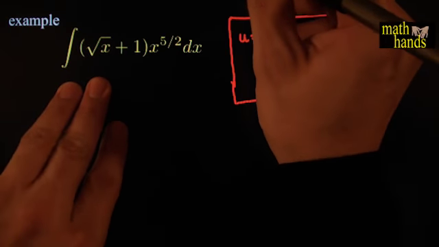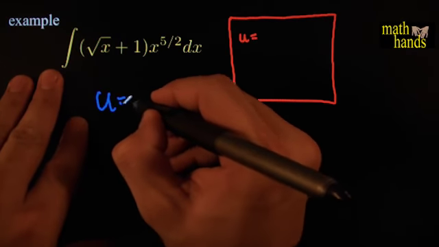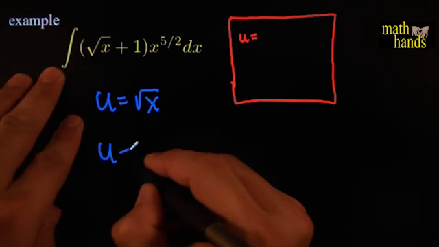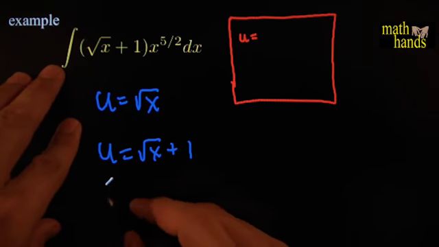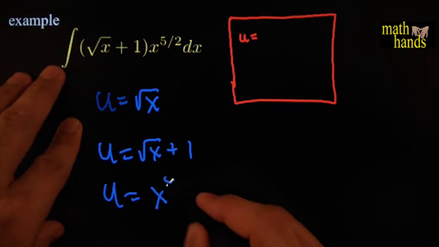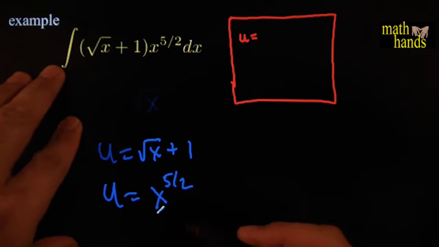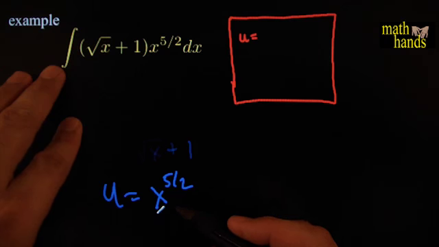I'm going to tell you all that I could make u equal to the square root of x, or maybe u is equal to the square root of x plus 1, or maybe u is equal to x to the 5/2. All these choices are feasible. Maybe they all work, maybe none of them work. I don't know.